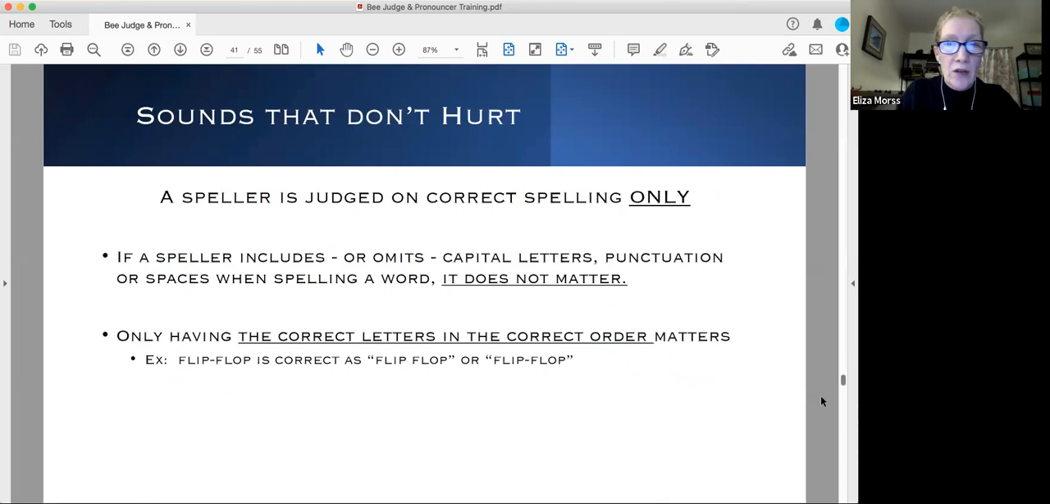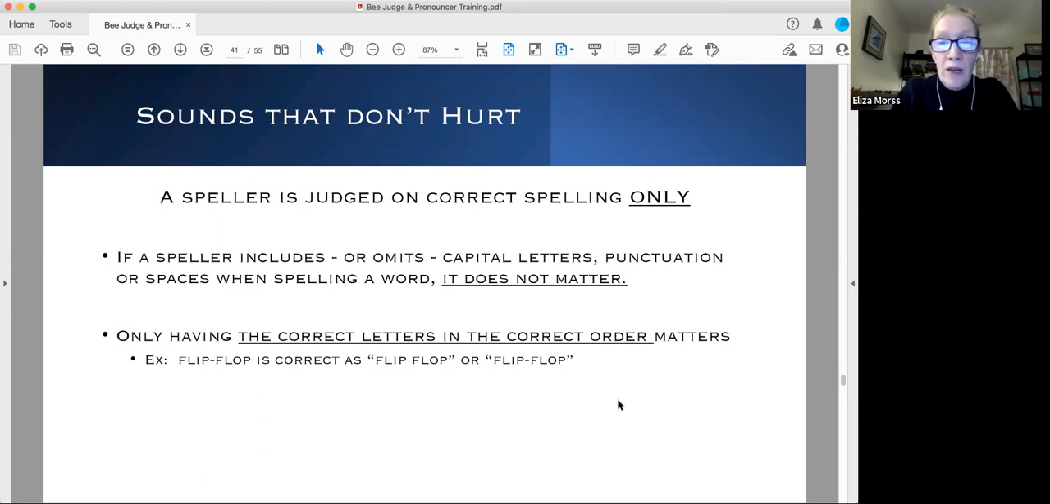So sounds that hurt, sounds that don't hurt. A speller is judged on correct spelling only. So there are some words that are in the pronouncer guide that involve capital letters like Camelot, or punctuation or spaces, and those don't matter. So you can find a speller who might say Camelot and is well-versed in musicals from the 1960s, one of my favorites, and says capital C-A-M-E-L-O-T, yay, and that's perfectly correct.